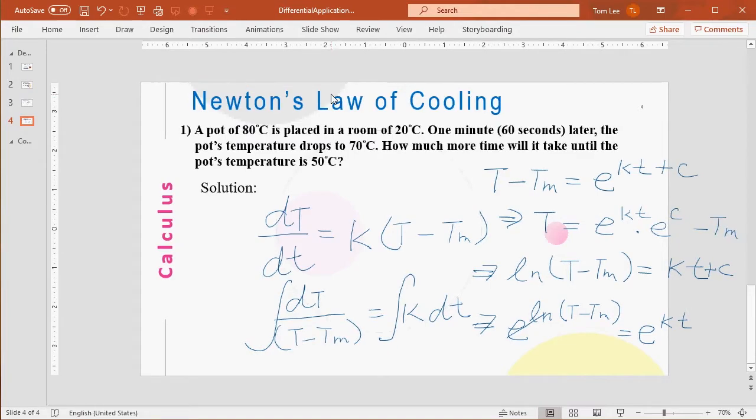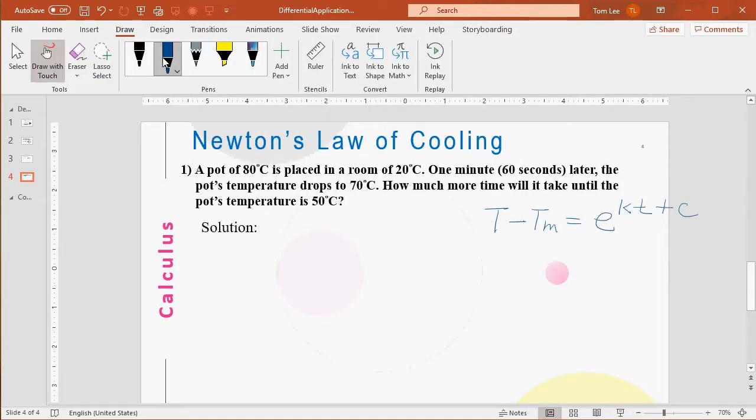So T equals e to the power C multiplied by e to the power kt, plus T_m, where T_m is the temperature of the environment. This constant should be plus, right? So we get T equal to T_m plus C e to the power kt.